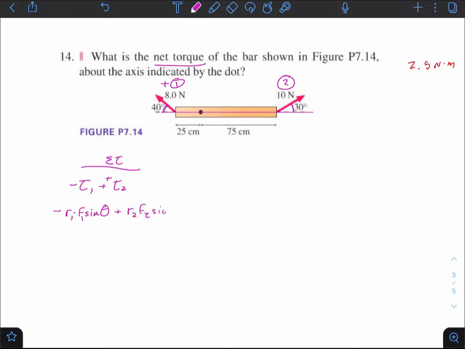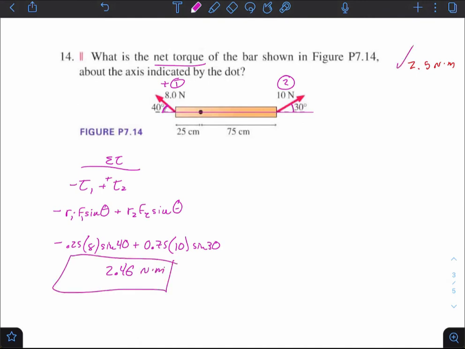At this point, it becomes very plug and chug. So negative 0.25 times 8 times sine 40, because it's the angle between the radial arm and the force, plus 0.75 times 10 sine 30, and then I'm just going to plug that into my calculator, and when I do that I get 2.46 Newton meters, which checks out with the answer key. And that's our total torque, or our net torque.